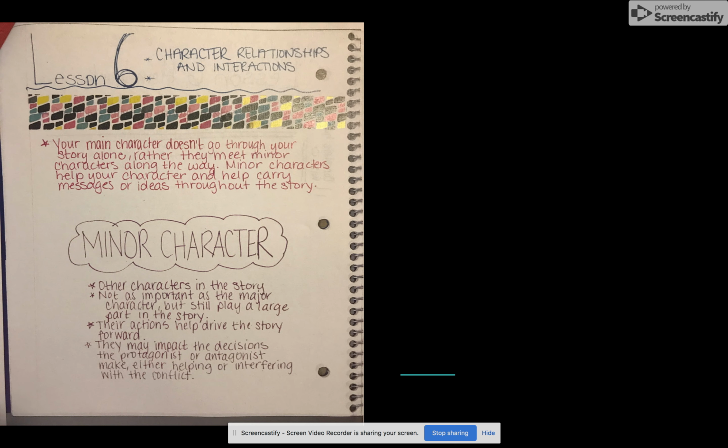What I want to teach you today is that your main character doesn't go through your story alone. Rather, they meet minor characters along the way. Minor characters help your character and help carry messages or ideas throughout the story. Like I said, our minor character in Night is Eliezer's dad. His dad is who comes up the most in the story so far, besides Moishe the Beadle, whom we met at the beginning, and I'm not sure that we meet him again at any point in the story.